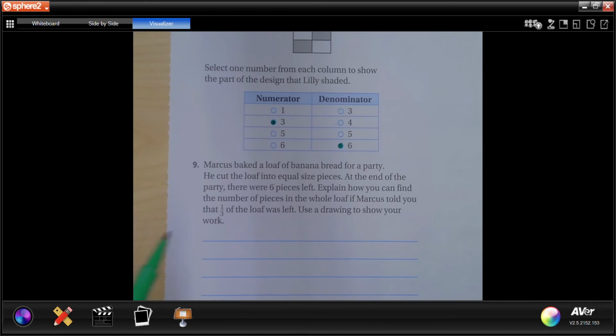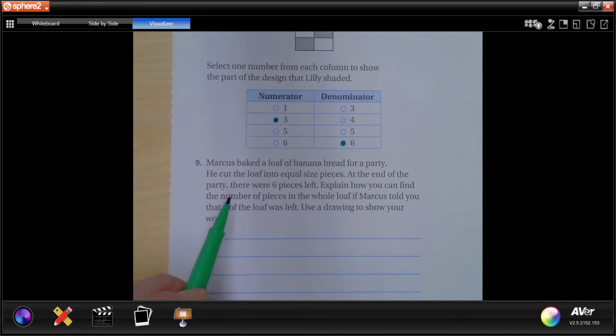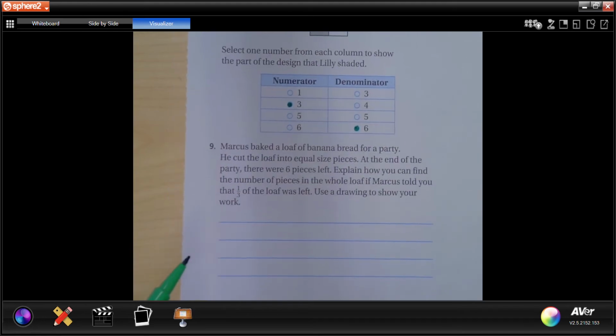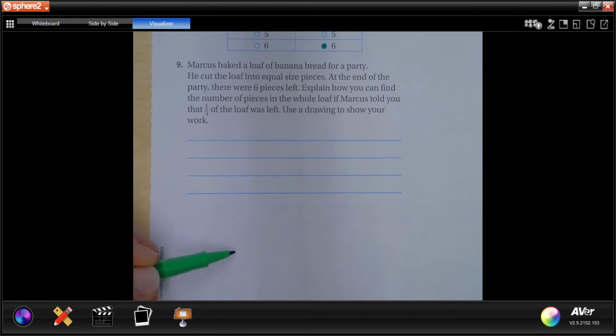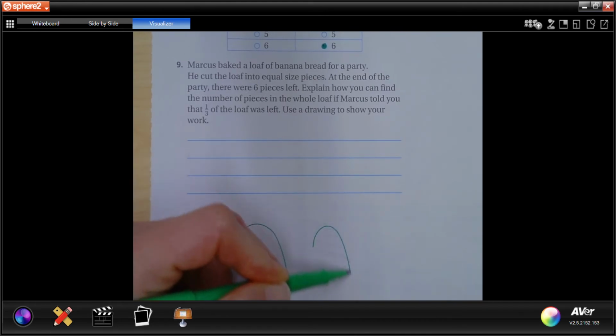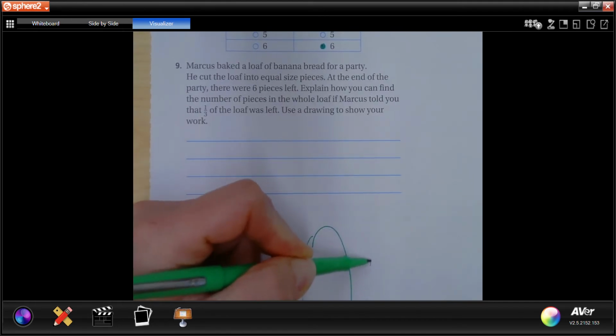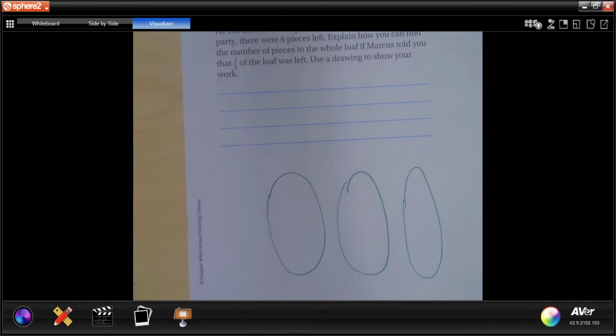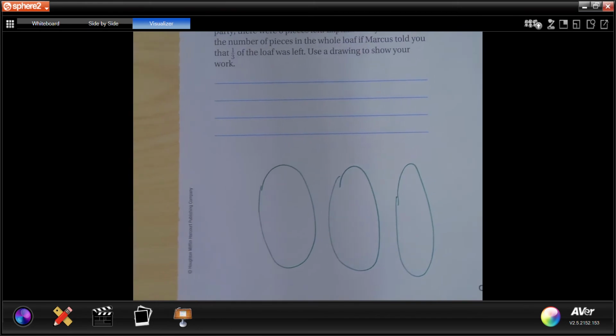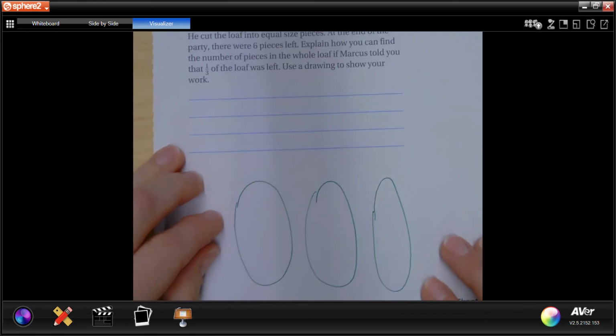Okay, well we know in our whole loaf of bread, we know that we have 1/3 left. So how many groups are there? There are 3 groups. So let's draw our 3 groups. 1, 2, 3. I'm going to move the camera just a little bit so you can see better. Okay.